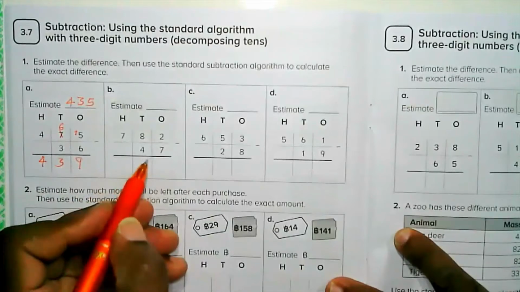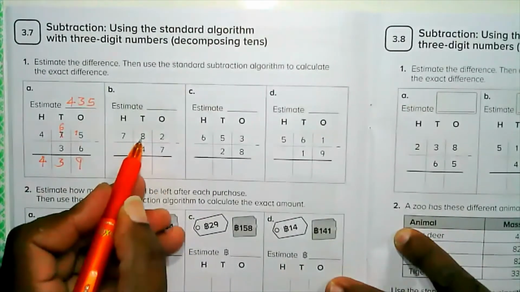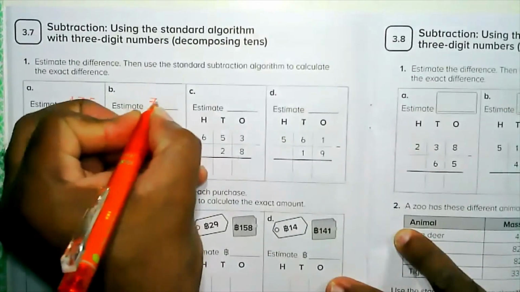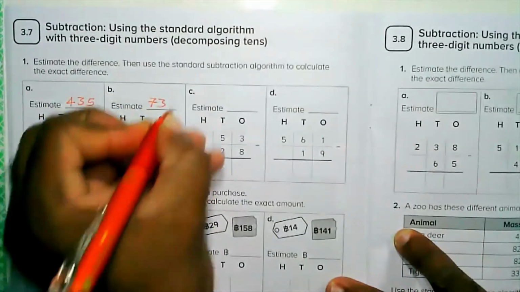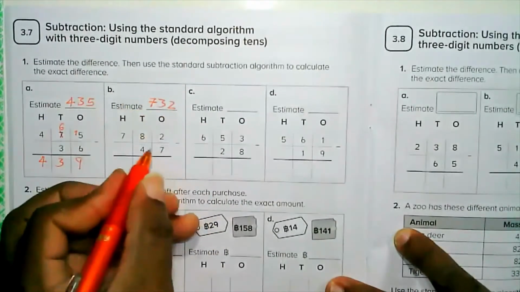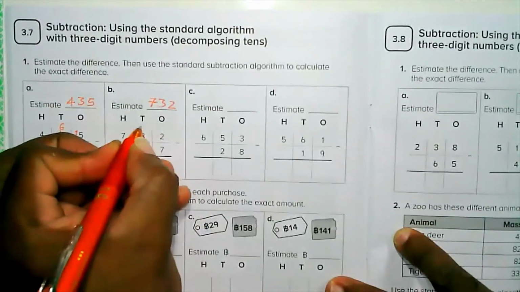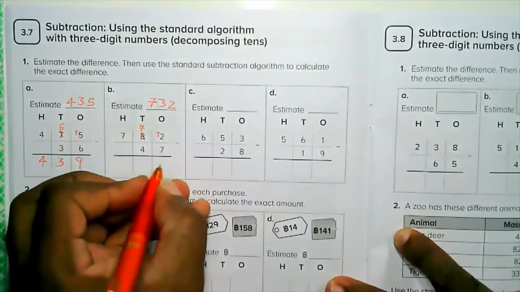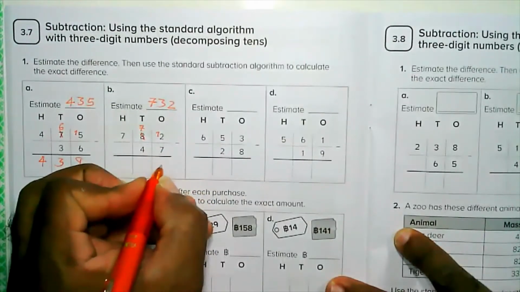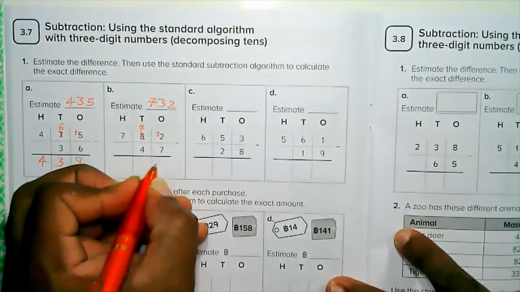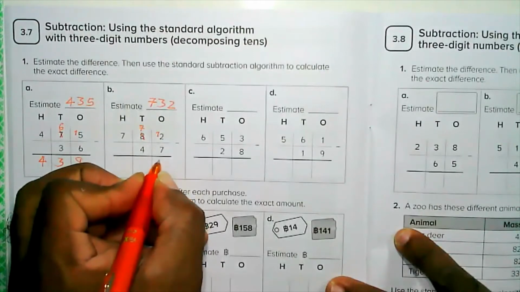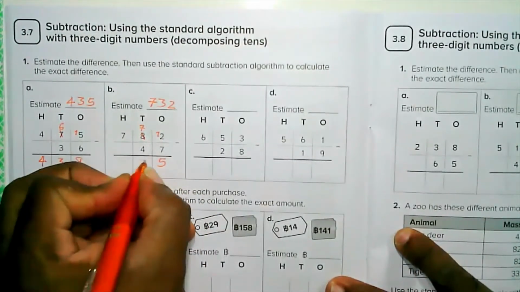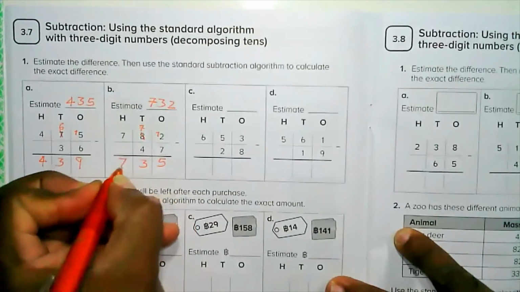Very close. Round this up to 50. Subtract 50 from this, we have 732. Now let's see the actual estimate. This will remain 7. Bring the 1 here. 12 minus 7 will be 5. 7 minus 4 will be 3. And we have 7.